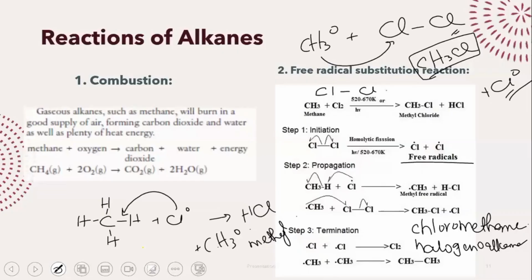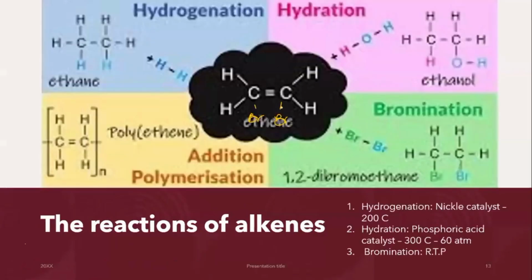If you talk about alkanes, when alkanes react, the product was CH3Cl, right? Over here, we are getting dibromoethane, right? Dibromoethane. And this reaction will happen at room temperature and pressure. This is a test you can use to distinguish between alkenes and alkanes.